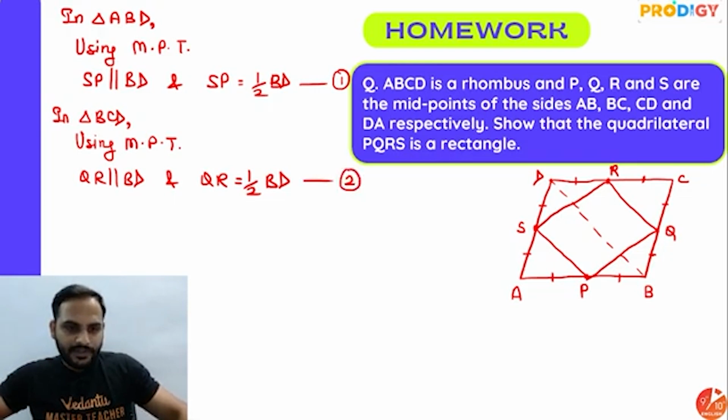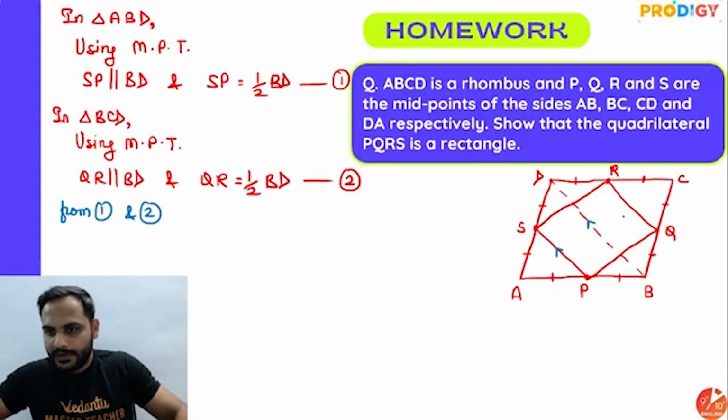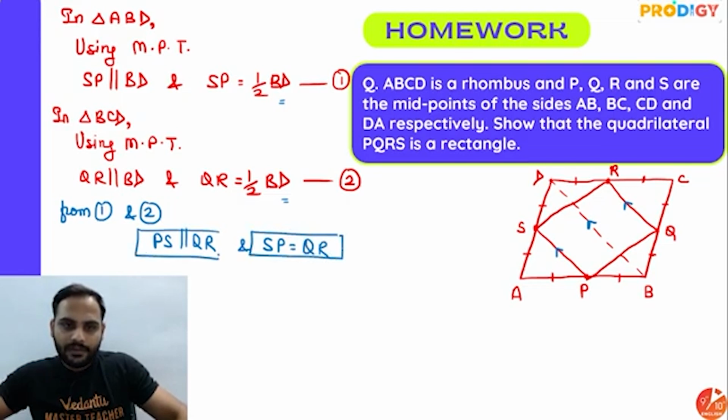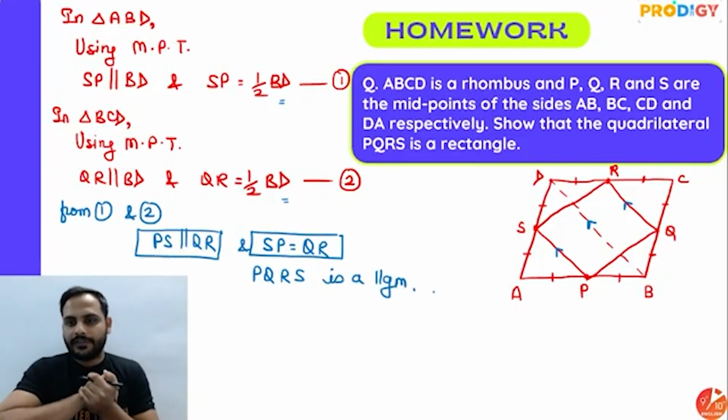Now from equations 1 and 2, SP and QR are both parallel to BD. So PS and QR are parallel to each other. SP is half of BD and QR is also half of BD, so SP is equal to QR. One pair of opposite sides are equal and parallel, so we can say PQRS is a parallelogram.